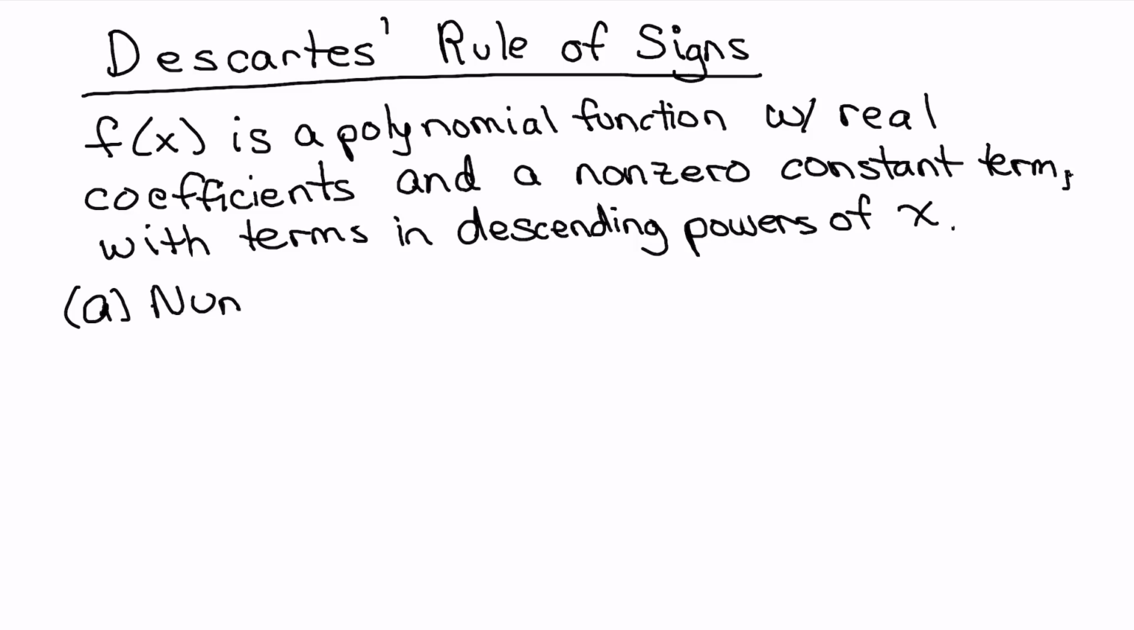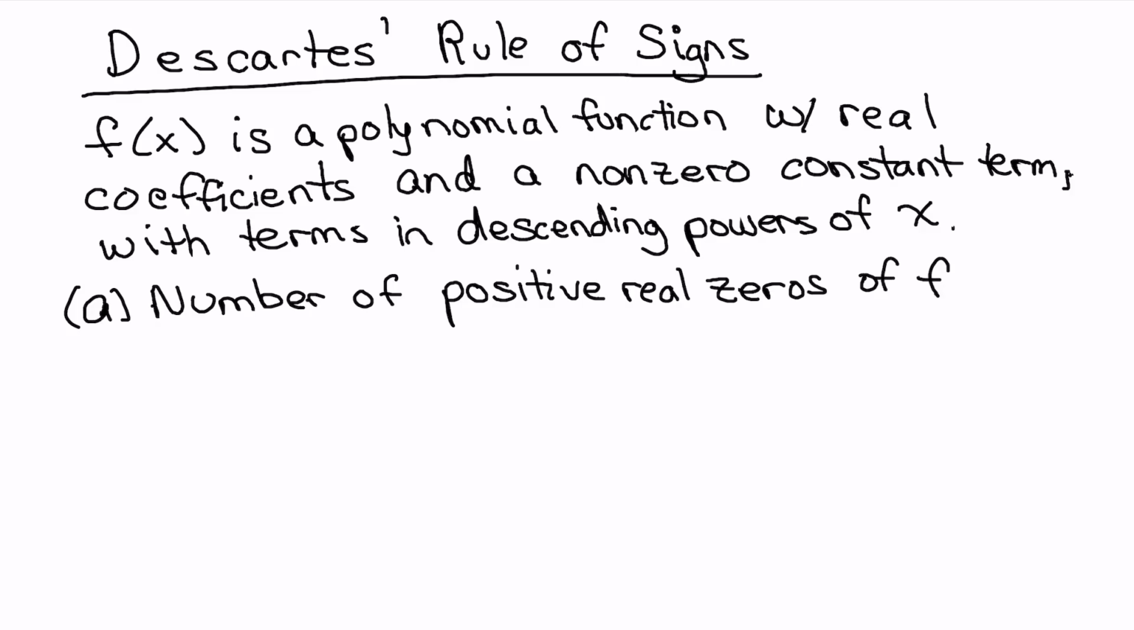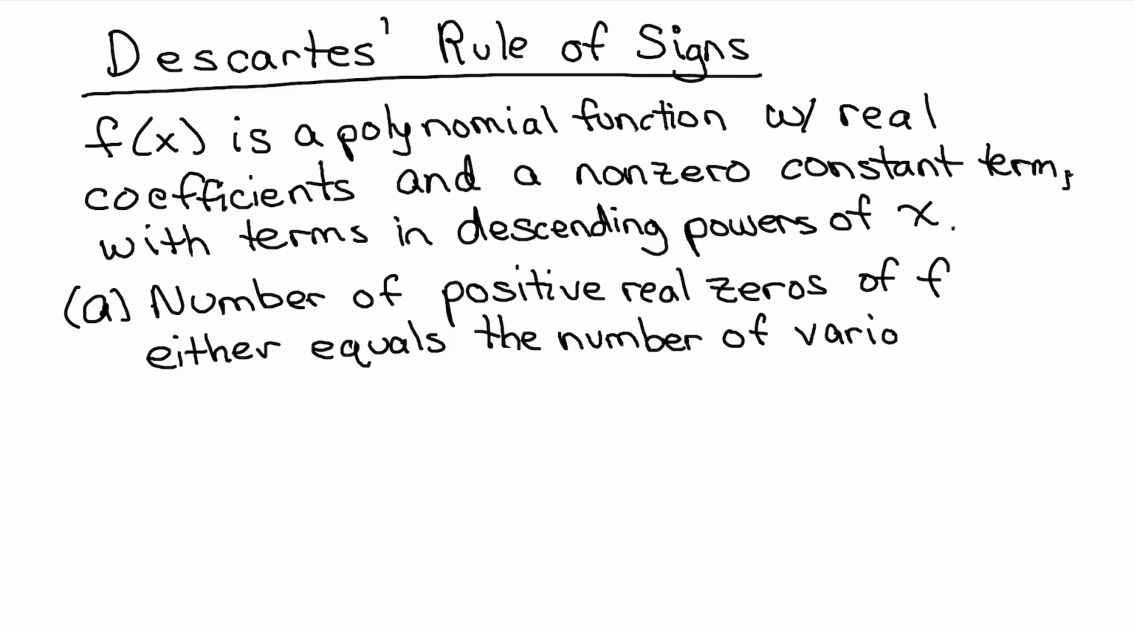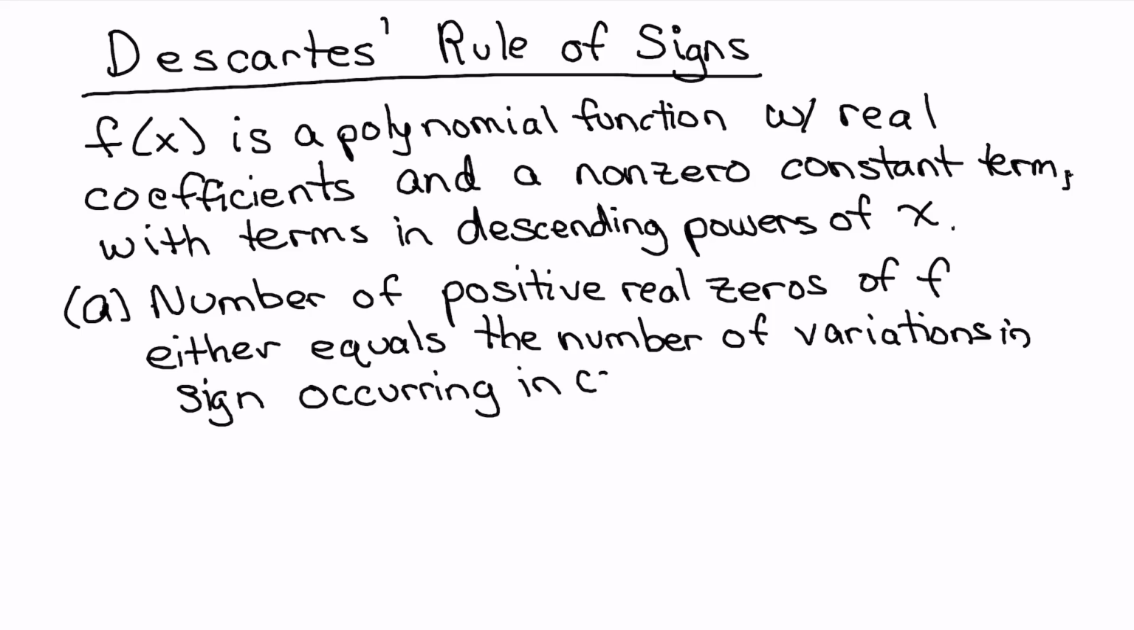So the number of positive real zeros of your function f either equals the number of variations in the signs occurring in the coefficients of f of x. I'm going to start abbreviating, this is a lot to write. Or is less by a positive even integer.